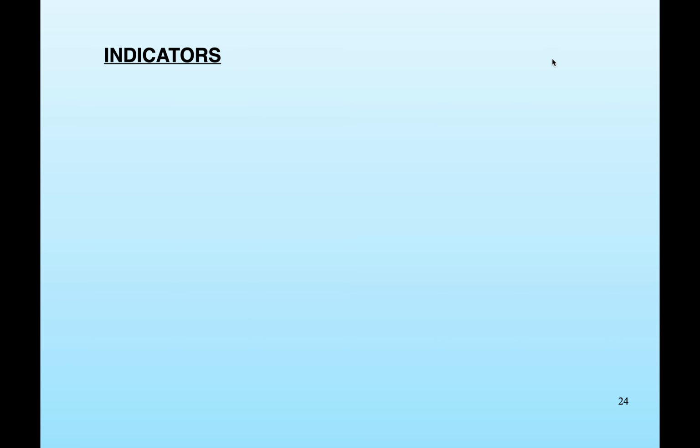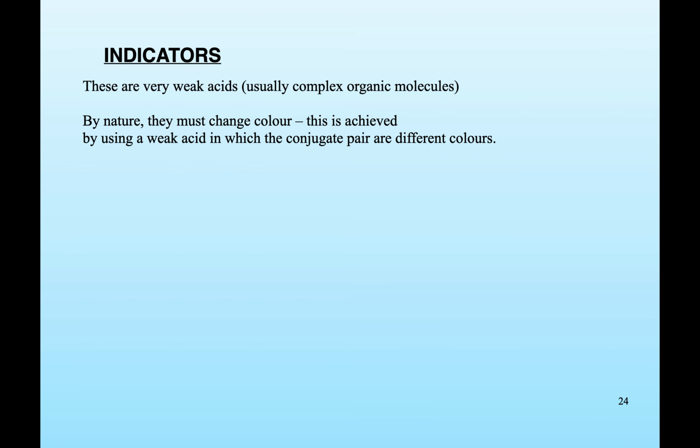Right, let's talk about indicators. We've mentioned them before, and we obviously know that they change color and they show us the end point or equivalence point of a reaction. Now typically they are weak acids. Sometimes they're weak bases, but usually they're weak acids. And the acid and its conjugate base must have different colors.